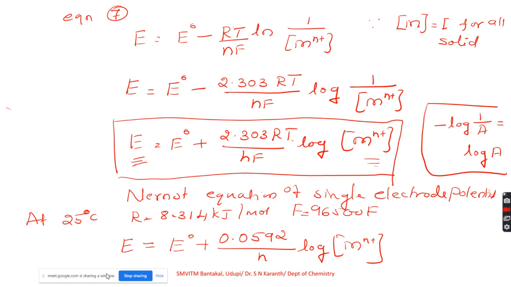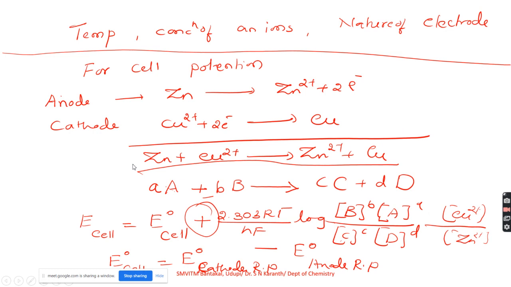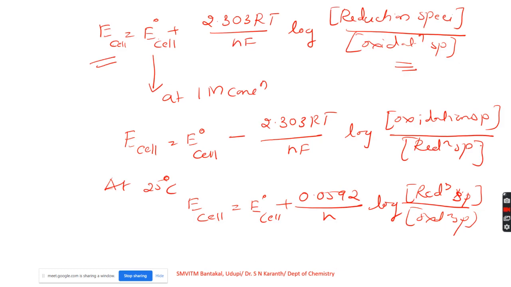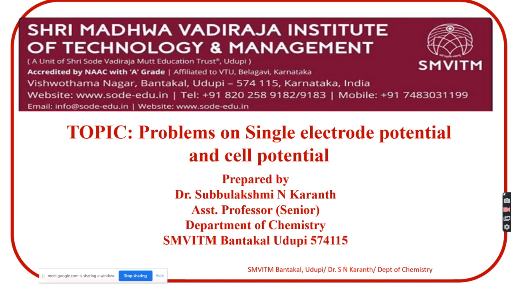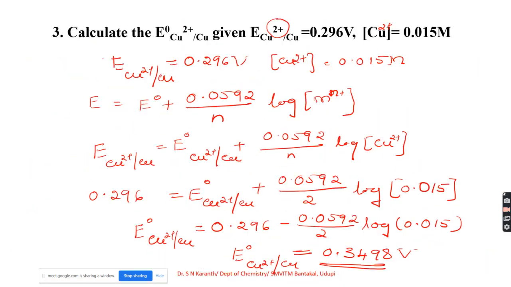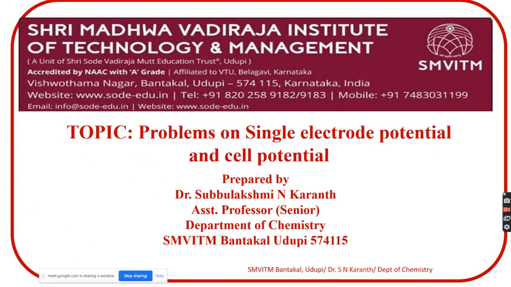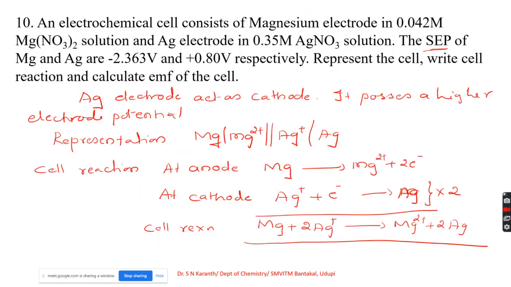In a similar way, we can represent the Nernst equation for a cell potential. For a cell potential, the equation becomes E is equal to E naught plus 2.303 RT by nF log concentration of reduction species by concentration of oxidation species. Where E naught is the electrode potential at 1 molar concentration when all the reactants and products are under standard condition.